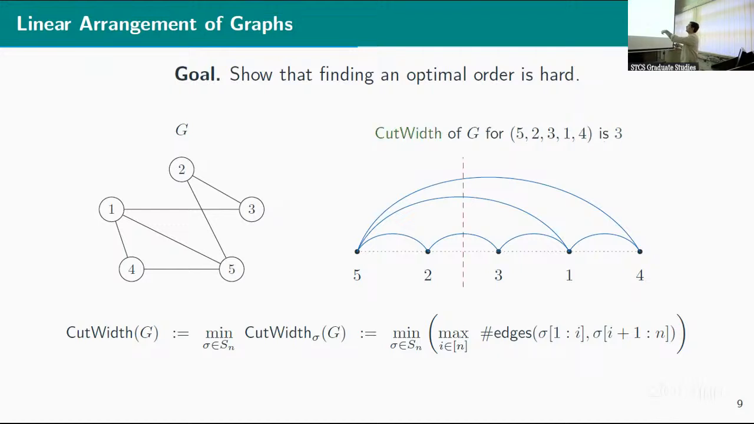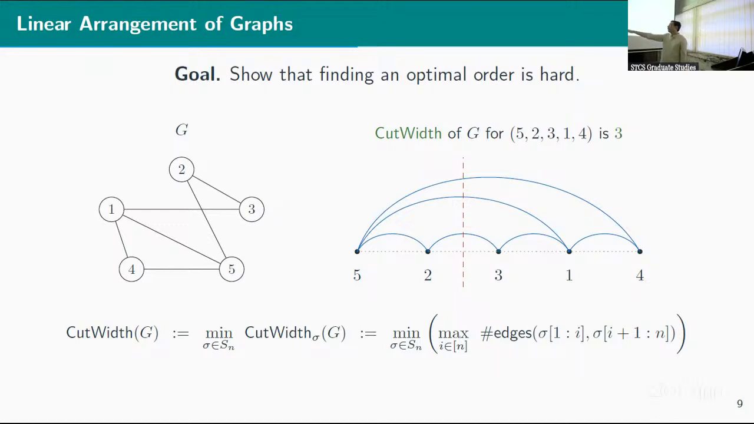So for this, the cut width is 3, and I think it's optimal because it's a cycle with a chord, right? So no matter how you arrange it, it will always have one place where there are 3 edges crossing. So yeah, but this is the problem. This is called the cut width problem.